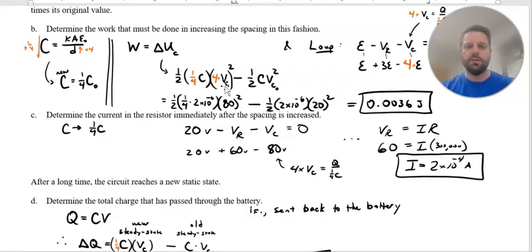It's going to be work done that, depending on if it's done by the field or done by the agent, that would be gained or lost. In this case, the capacitor itself is going to be gaining energy. We can loop rule this as well, and so we know the battery voltage that we have is going to also drop then across the resistor because we have 4 times the battery's voltage across the capacitor.